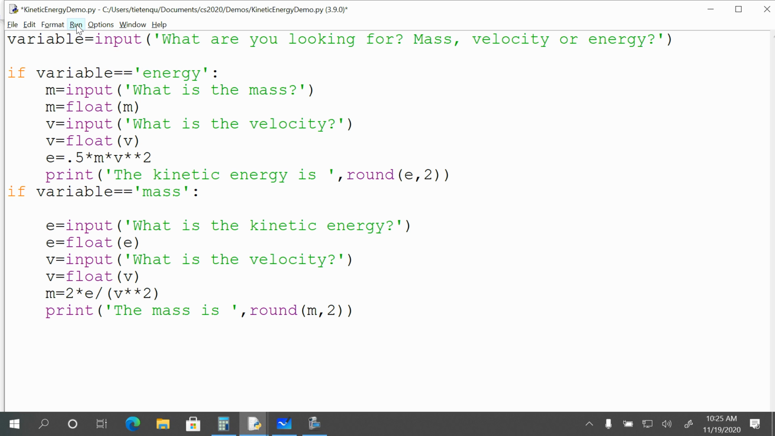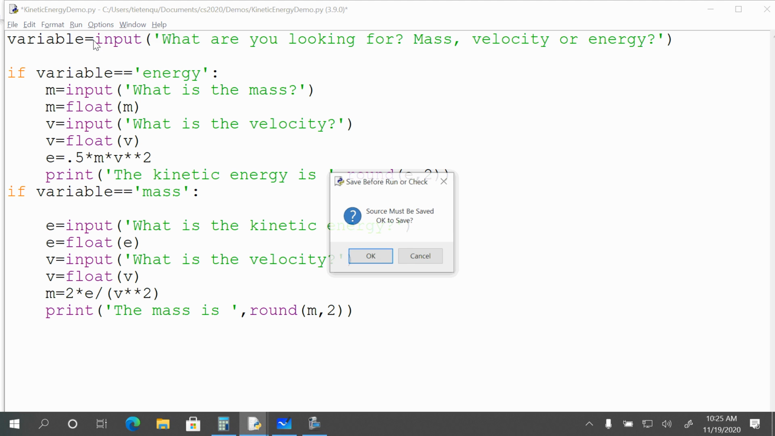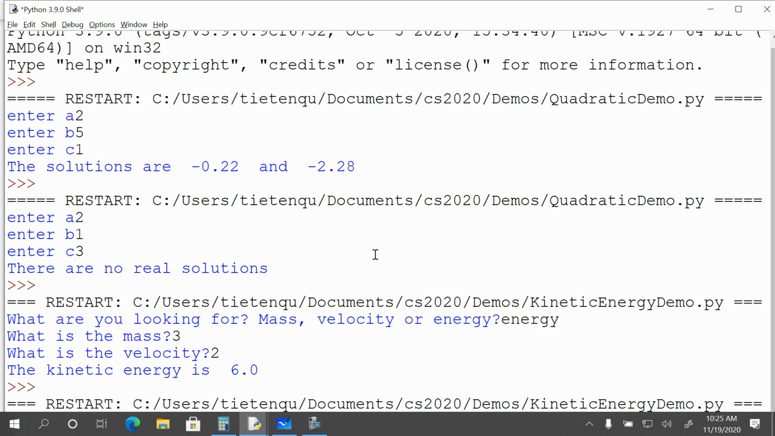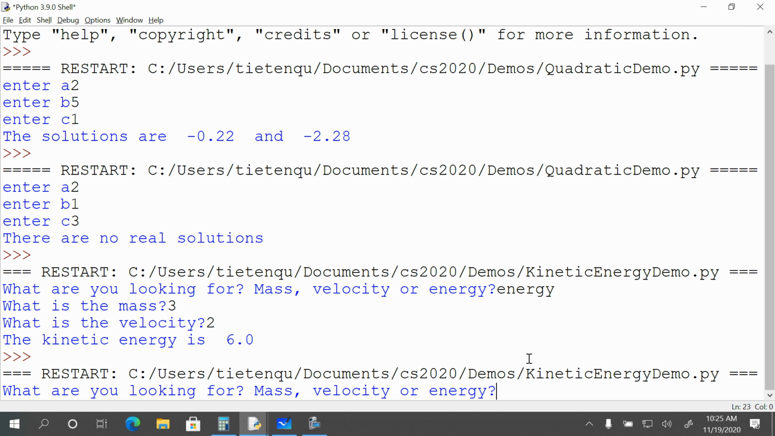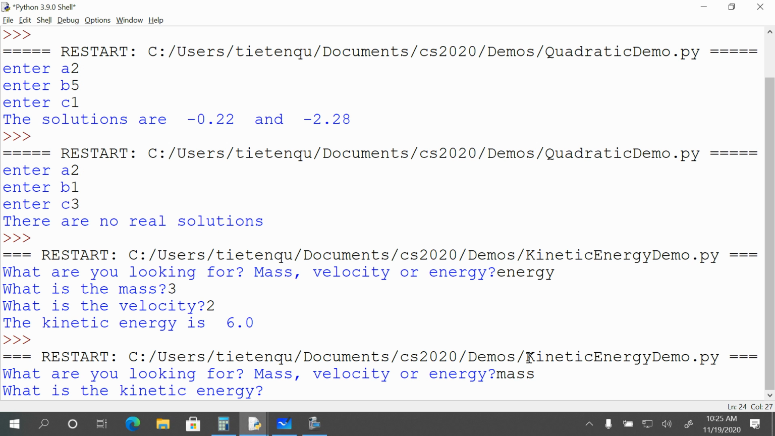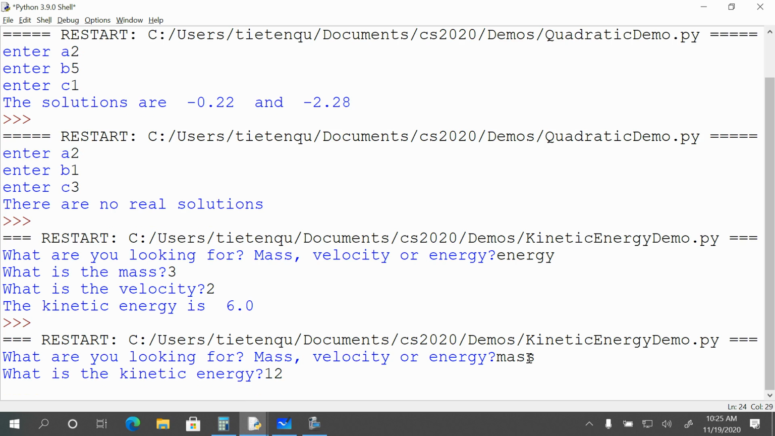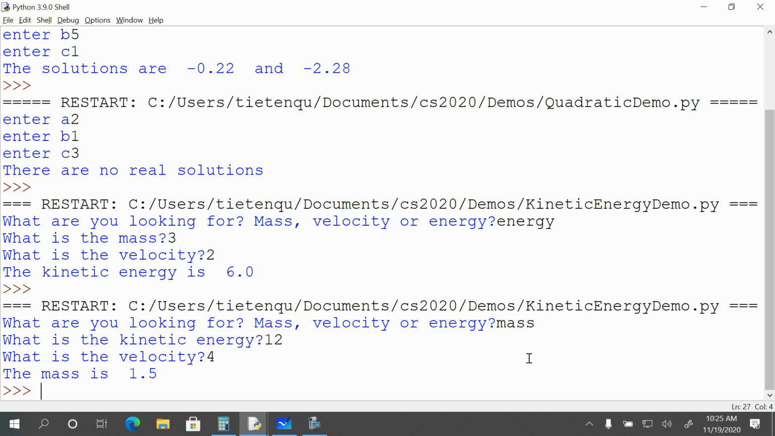Let's give this a try. So now it should know how to deal with looking for mass. So what are you looking for? I'm looking for mass. What is the kinetic energy? So let's say my kinetic energy is 12 and my velocity is 4. Then my mass must be 1.5, because half of 1.5 times 4 squared is going to give me 12.